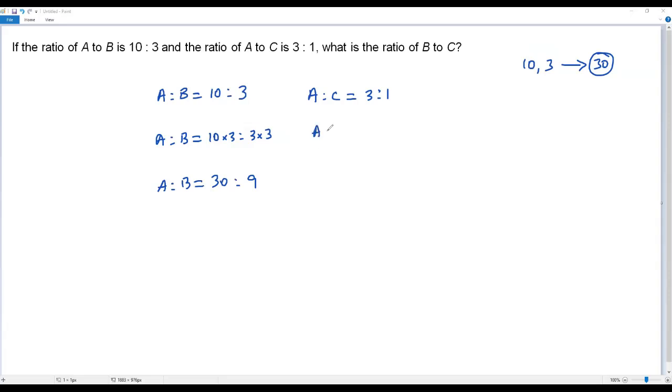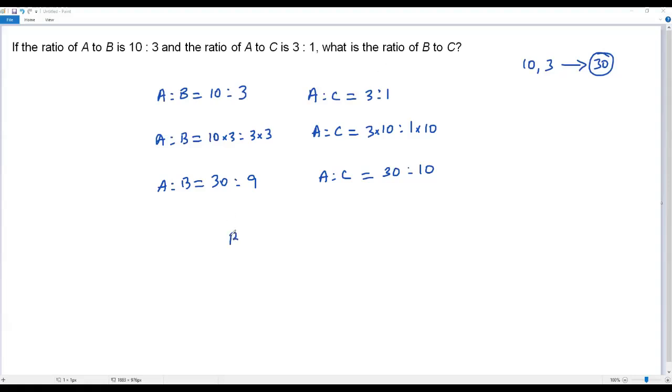Now let me go to the second ratio. In this second ratio, to make this 3 as 30, I have to multiply by 10. I have to do that with both the terms of the ratio. That is, the first term has to be multiplied by 10 and the second term also has to be multiplied by 10. Then I'm getting A to C equals 30 to 10. Now I got the same number corresponding to A in both the ratios. In the first ratio, 30 is the number corresponding to A, and in the second ratio, that is the number corresponding to A. So once we get the same number for the stuff we find in common in these two ratios, now we can solve the problem further.